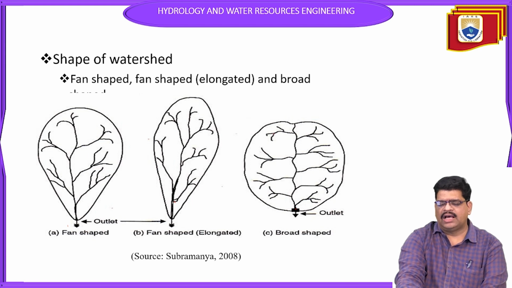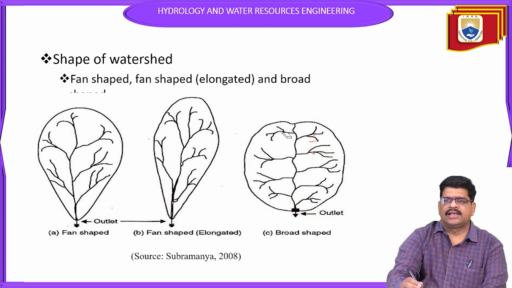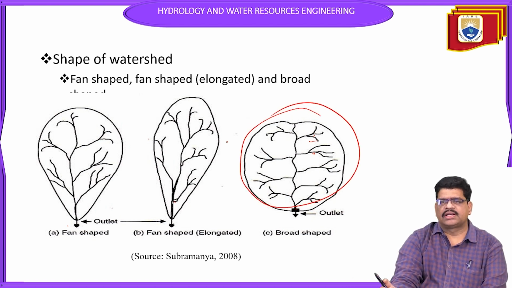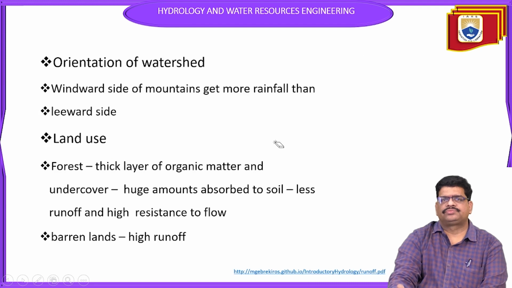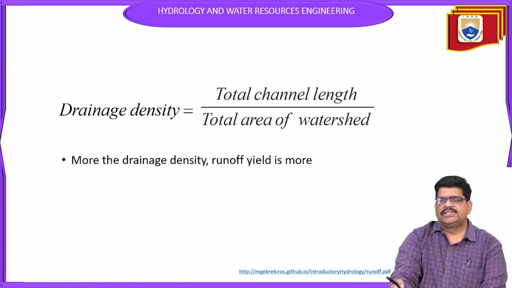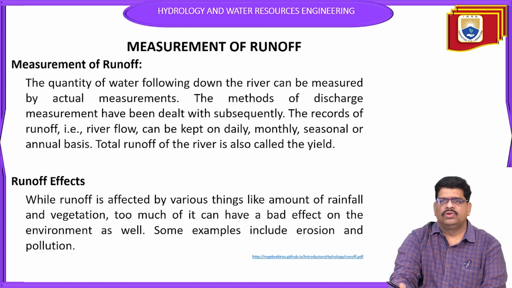You have to calculate the stream length of each of these streams, from small streams to big streams, as they come out through the outlet of the channel. The total length can be calculated and divided by the total area of the watershed. That is the drainage density. Drainage density is very important for the calculation of runoff yield.